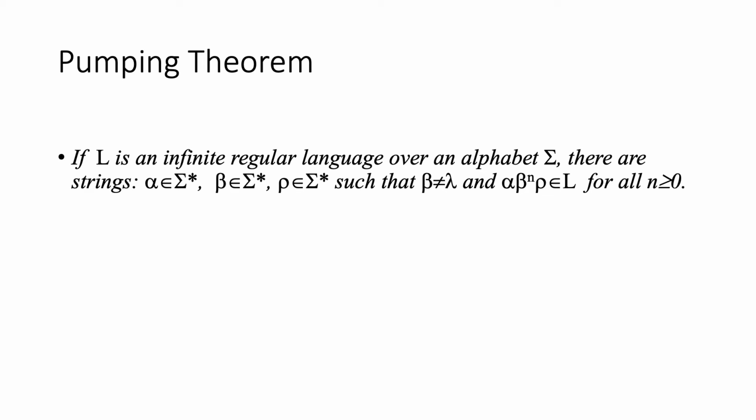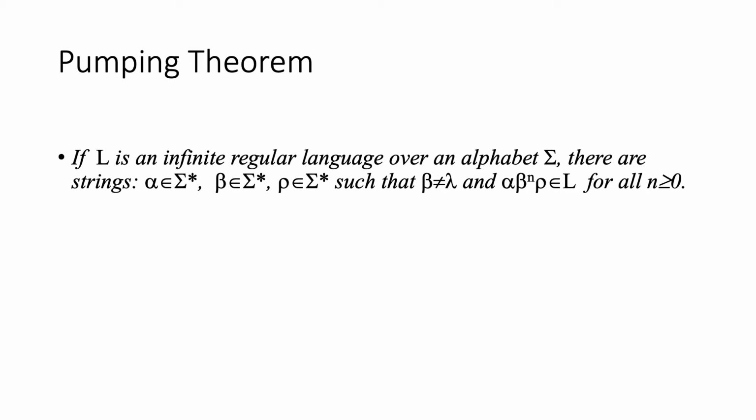This theorem, called the pumping theorem, can be used to prove that a language is not regular. Why do I use it to prove that? Because the theorem states this. If L is an infinite regular language over an alphabet sigma, then there are strings alpha, beta, and rho over sigma with beta non-empty, such that for any n, I can build the string concatenating alpha, beta any number of times, 0, 1, 2, 3, any number of times, with rho, and the result will be a member of L.